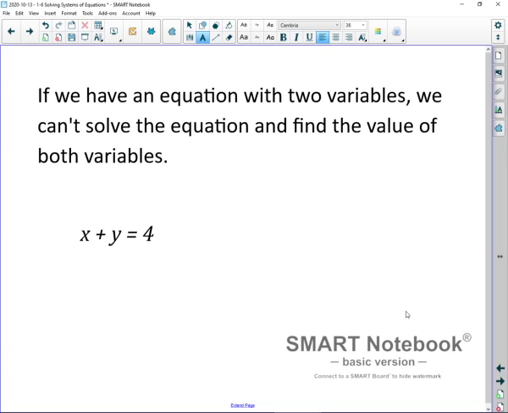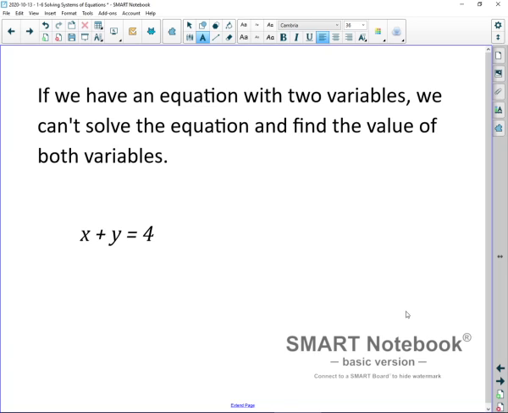So the example I show here is x plus y equals 4. Well, I can think of lots of examples where I have two numbers that would add up to 4, especially if I think of positive numbers and negative numbers, if I think about fractions and decimals. There's really an infinite number of pairs of numbers that will add up to 4. So this equation isn't enough to tell me what is the value of x and y in this particular situation. It tells us kind of a general case.